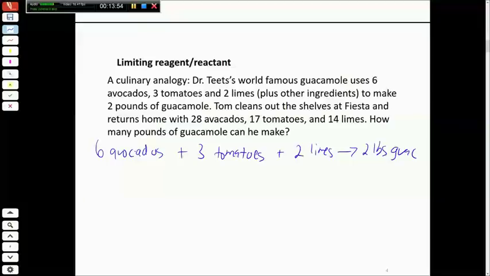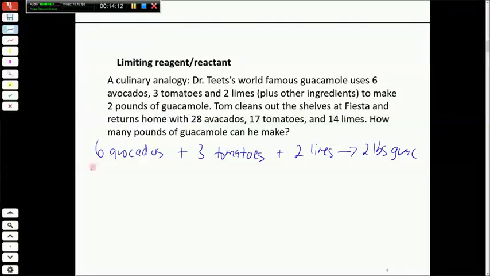So then we can figure out, if I had 28 avocados, and assuming I had the correct amount of everything else, what's the maximum amount of guacamole that I can make? For each of the ingredients, we're going to figure out, if I had this much of one of these ingredients, how much of the final culinary masterpiece could I make?